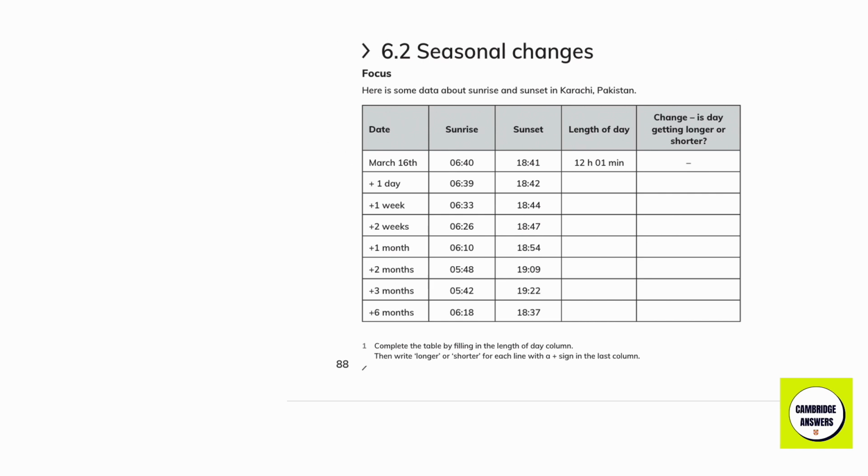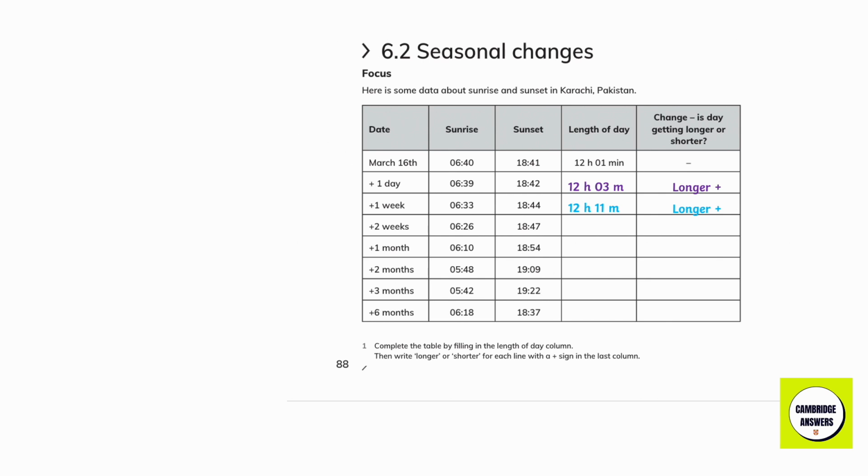March 16 plus 1 day, the sunrise was at 6:39 a.m. and the sunset was at 6:42 p.m. The length of the day is 12 hours and 3 minutes and the day is getting longer. March 16 plus 1 week, 6:33 a.m. and the sunset was at 6:44 p.m. The length of the day is 12 hours and 11 minutes. The day is getting longer.